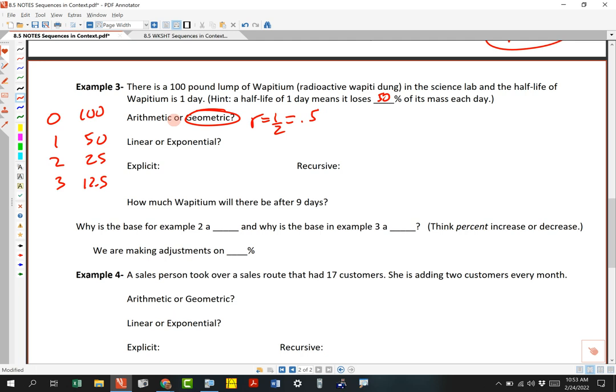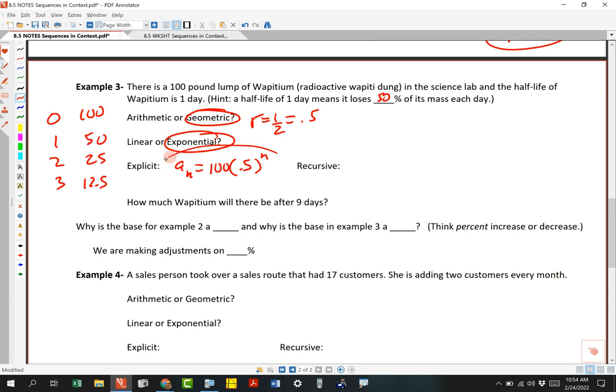Camry, linear or exponential? Exponential. Explicit formula, or we could call that a general formula or nth term formula. It's going to be a sub n, and I need a naught. Damien, what's a naught? A naught is 100. What's the base here? What's the ratio? Trey, go. Yeah. 1/2, okay, which I'm going to put in as 0.5, and we're going to raise that to the n.